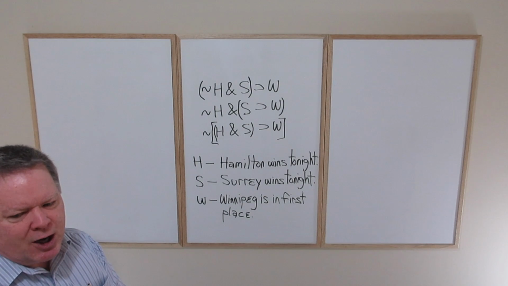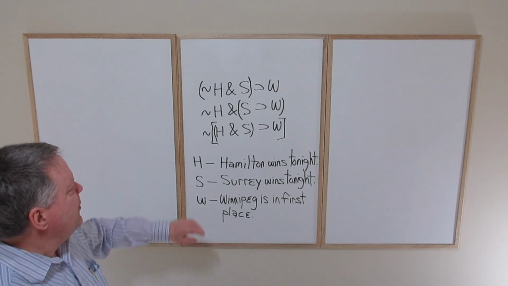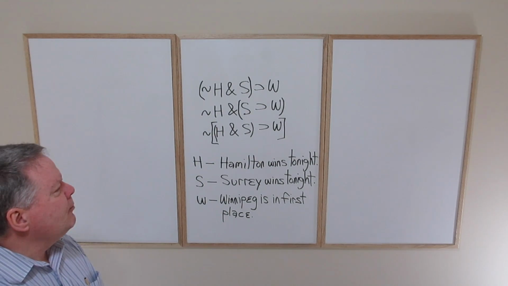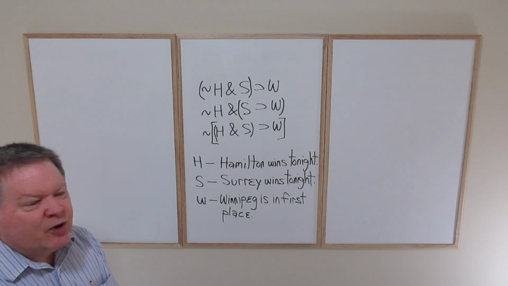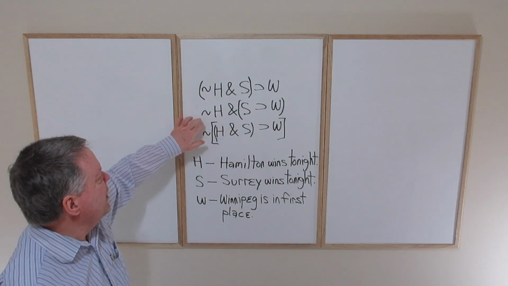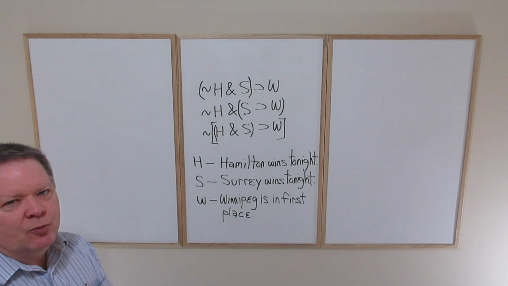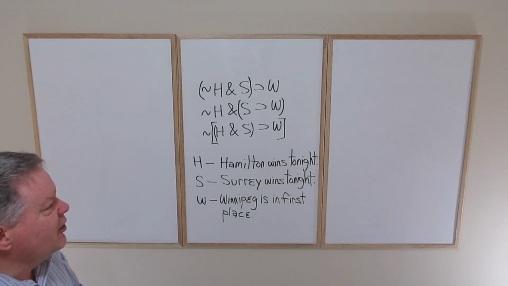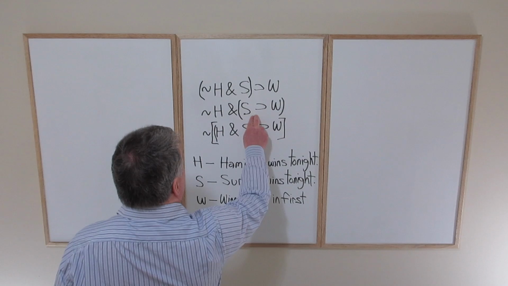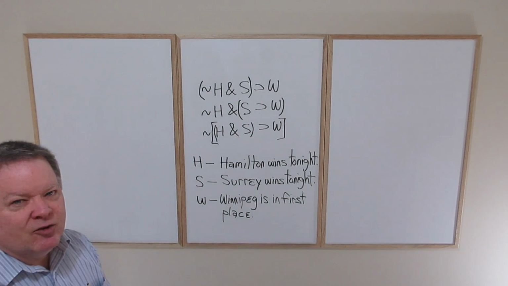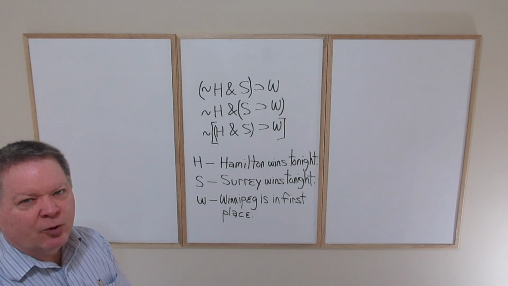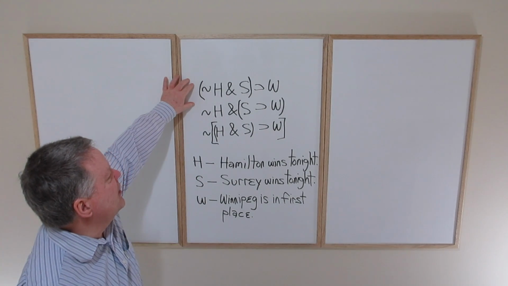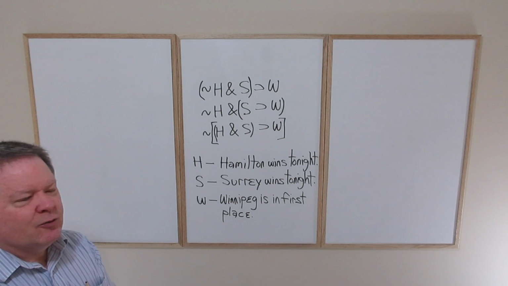Well, that's a conjunction. So what's being indicated there is, first of all, Hamilton isn't going to win, or didn't win tonight. No matter what else, Hamilton doesn't win tonight. That's one of the two conjuncts. The further commitment is, if Surrey wins, then Winnipeg is in first place. So there are two separate commitments there. There's a different commitment about how the world is.